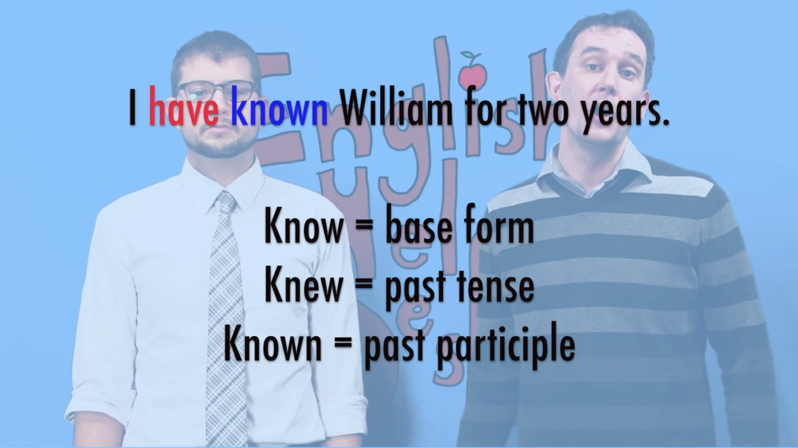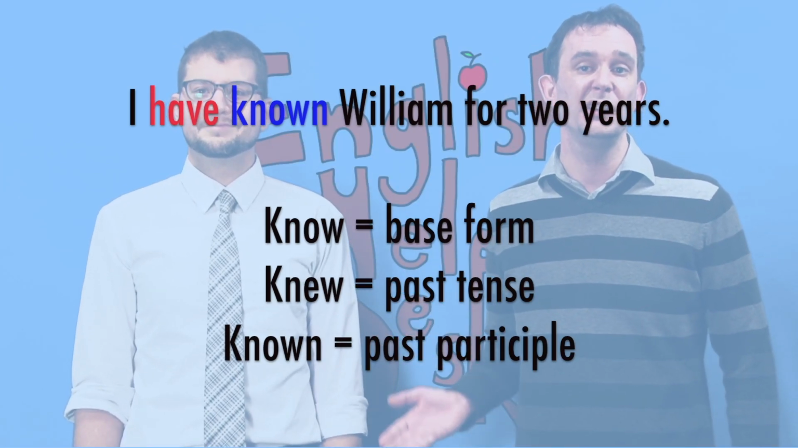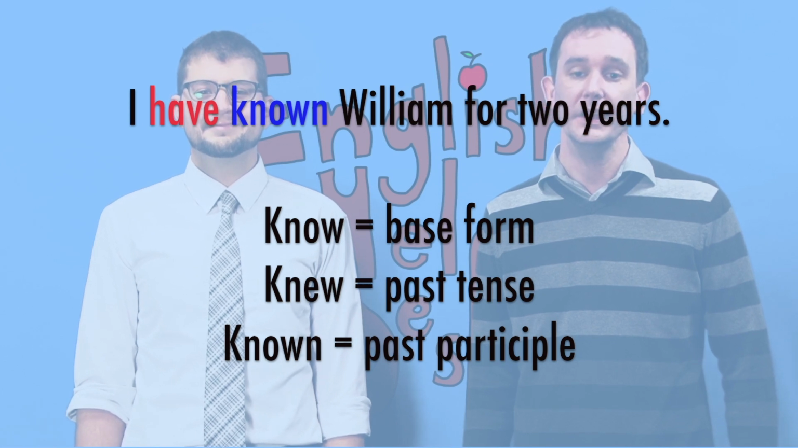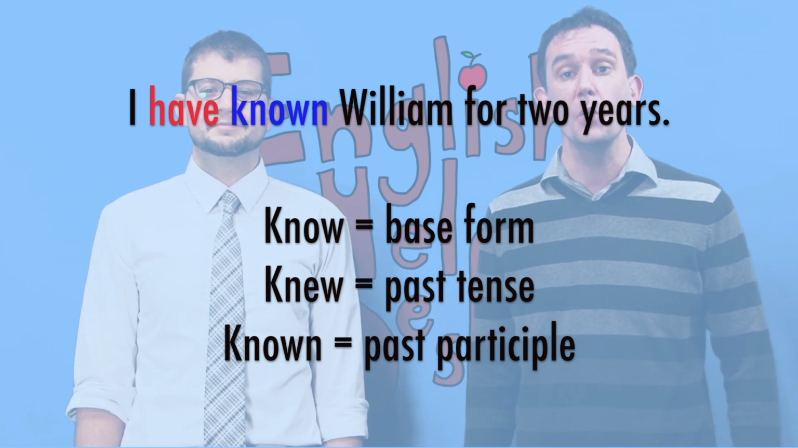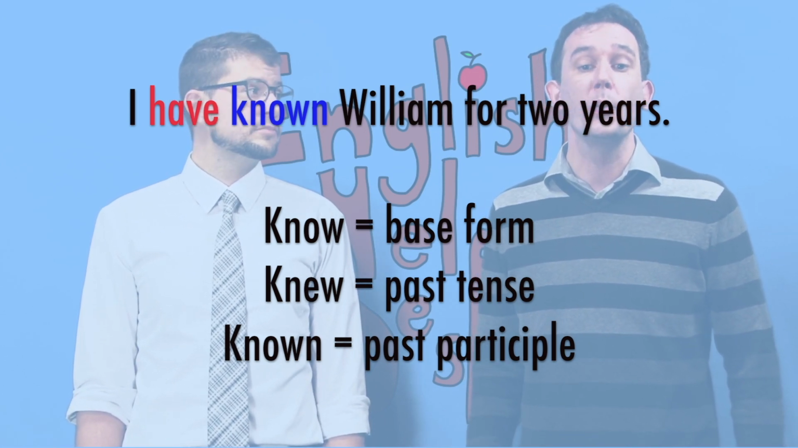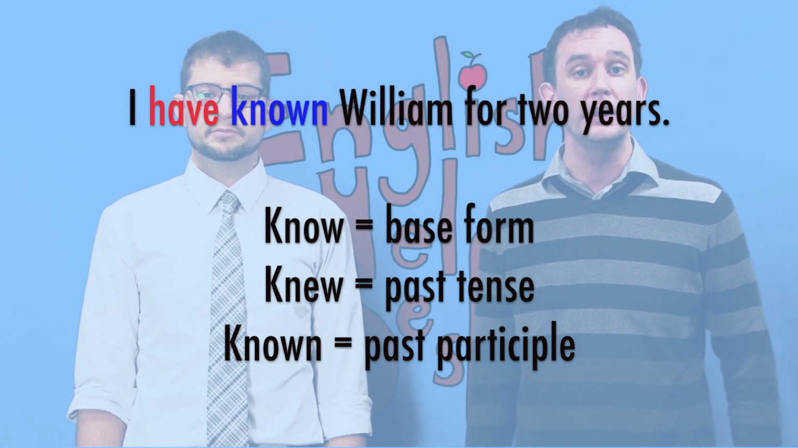Okay, so another example could be, I have known William for 2 years. In this case, the past tense of know is knew. So we have an irregular past participle as well, known. Exactly. Good job. Do we use the present perfect for anything else besides experiences?